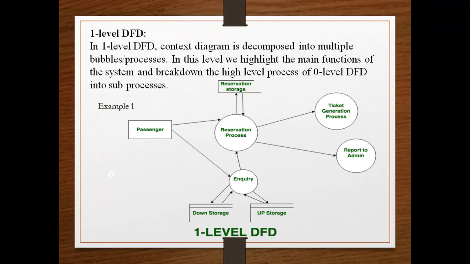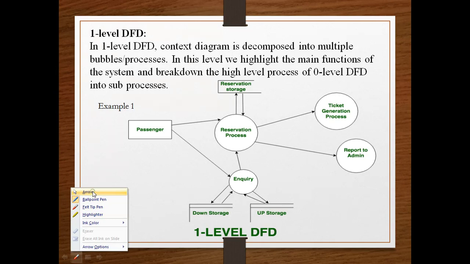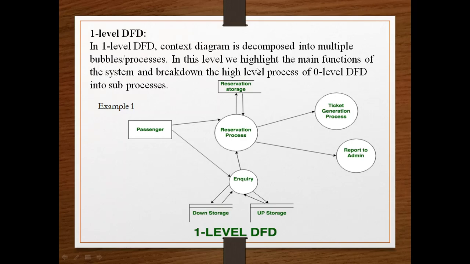Reservation system, I say passenger and admin. Now let's do it in more detail. So the first level DFD says it is decomposed. Let me change the bold point arrow. In the first level DFD, the context diagram is decomposed into multiple bubble processes. In this level, we'll be highlighting the main functions of the system and breaking down the high level process to the 0th level. Now here, what are the reservation processes?